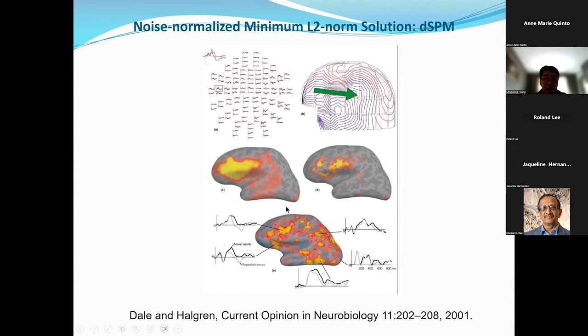For example, if this is a task to localize the language area, Broca's area for language expression, and you give the whole patch to a neurosurgeon, he'll be driven nuts by this picture, because the resolution is so poor it covers the entire prefrontal cortex. He cannot operate based upon this. So in many cases we need higher resolution solutions. But the L2 solution is easy to compute, and in many research projects it has great applications. So those are the pluses and minuses of this solution.